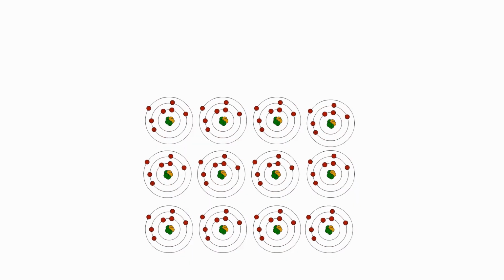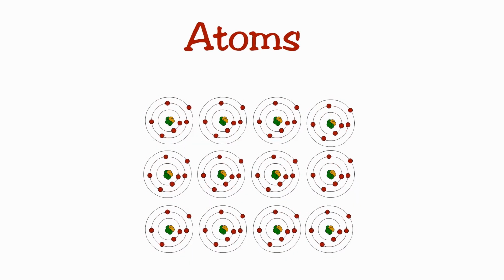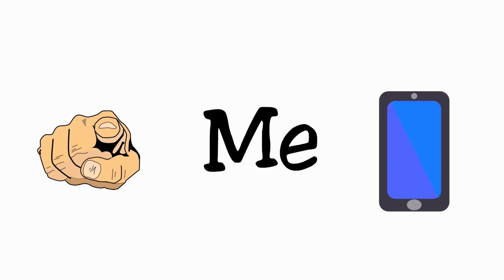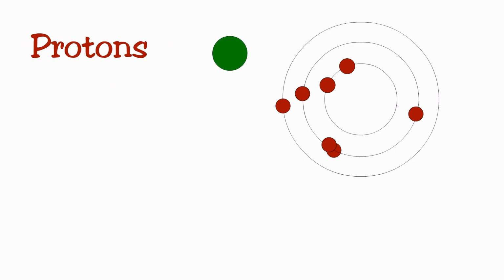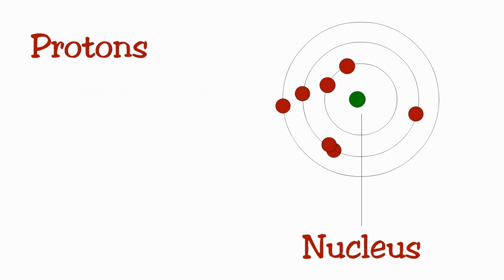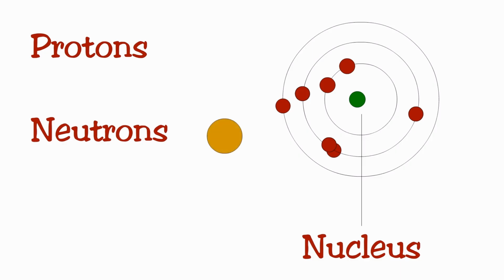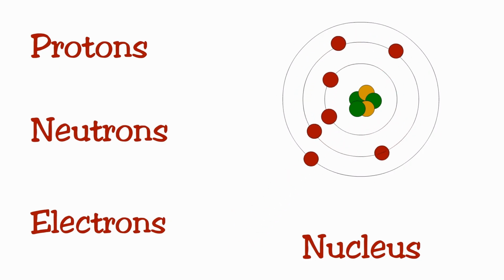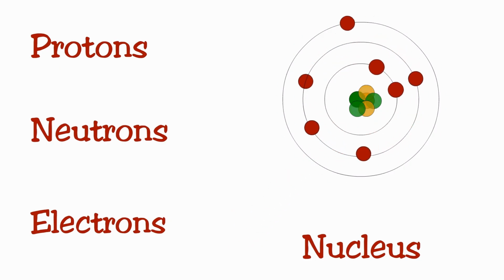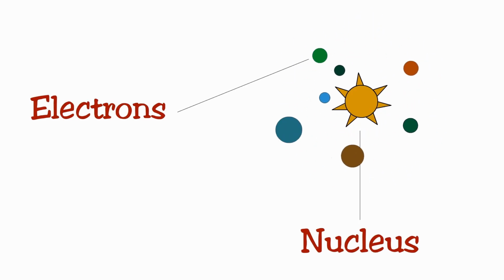First, we gotta talk about the tiny building blocks of everything. Atoms. You, me, the device you're watching on, all made of atoms. Inside every atom, you've got three main parts. Protons have a positive charge and chill in the nucleus. Neutrons have no charge and are also in the nucleus. Electrons have a negative charge, and those little guys are constantly zooming around the nucleus. Think of it like a miniature solar system, with the nucleus as the sun and the electrons as planets.